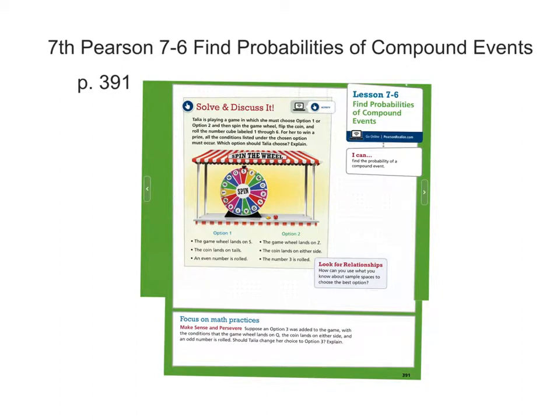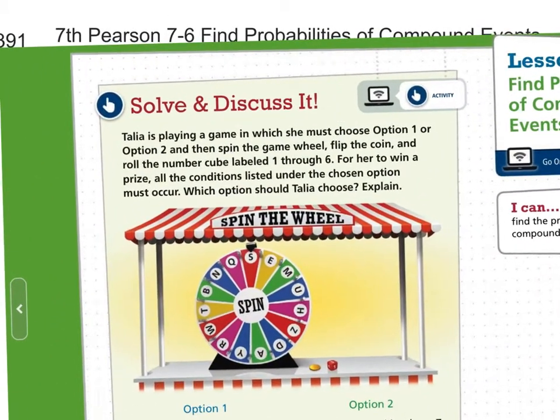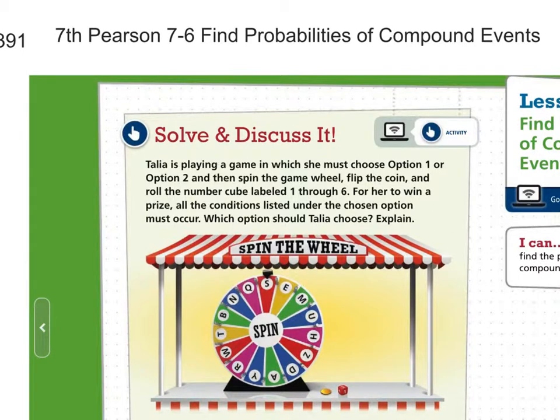Lesson 7.6 is on finding probabilities of compound events. So probability, it's like, what's the chance of this happening? If you look at this on 391, Talia is playing a game in which she must choose option 1 or option 2.